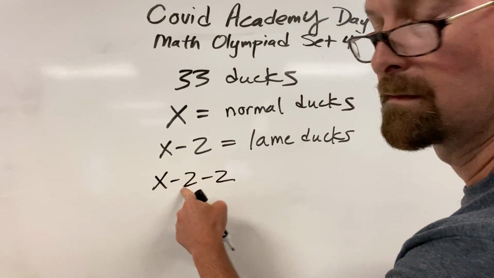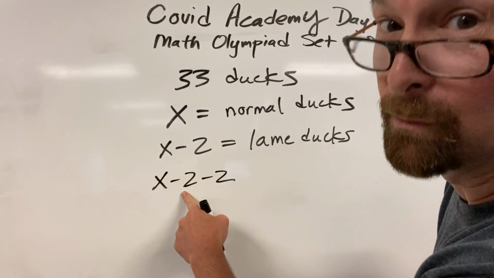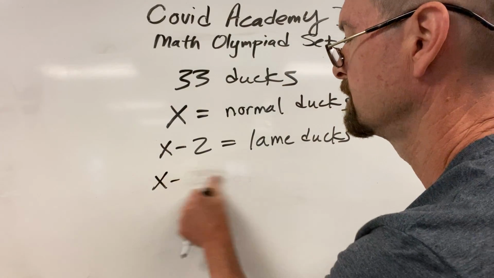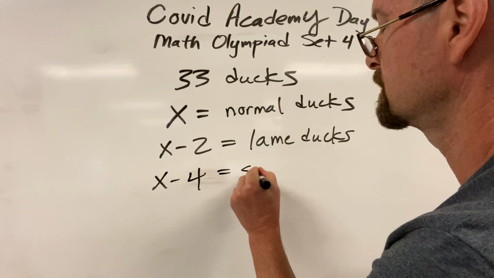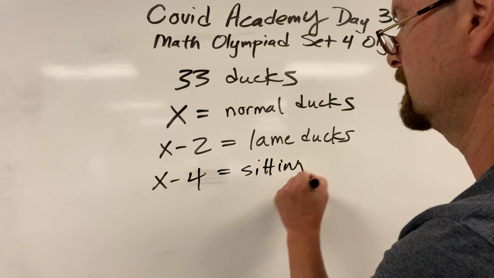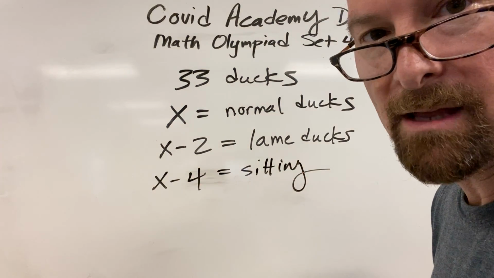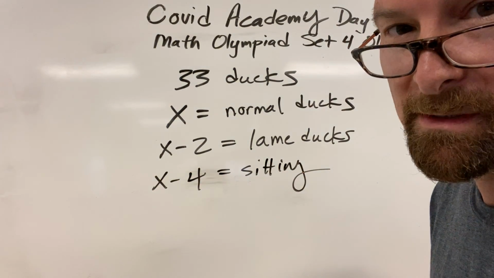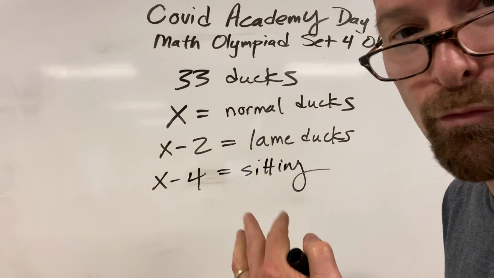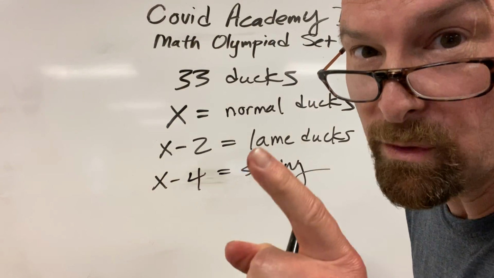Well, guess what? That's the same as x minus 4. I'm just going to write that. X minus 4 equals sitting. All right. Looking like algebra, right? We're using letters to represent numbers that we don't know the value of yet, but we will.